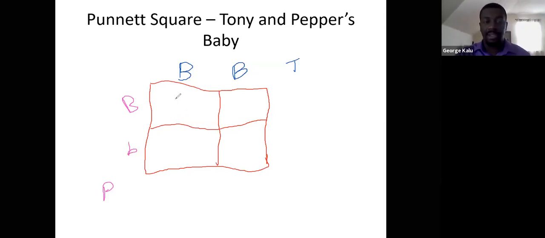Now we're going to go ahead and do our Punnett square. In our top left box, what genotype should we end up with in this case? Right, big B, big B. Perfect. How about in the top right box?